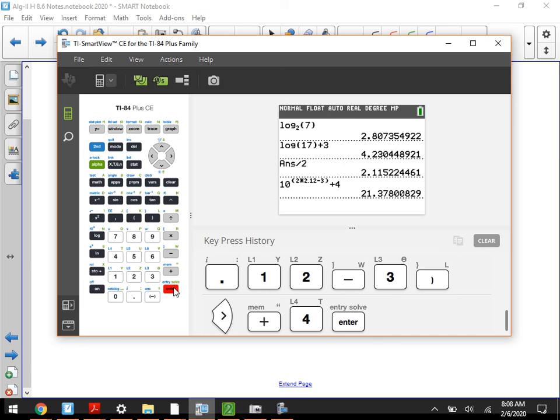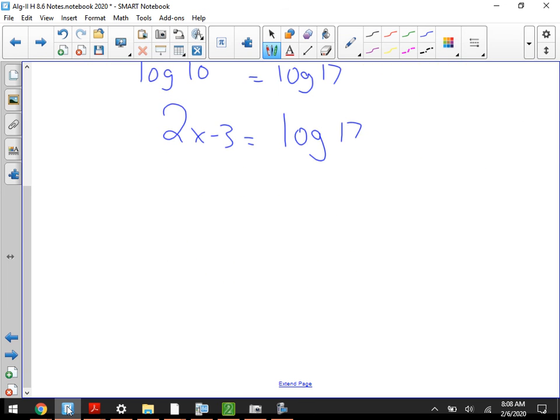Okay? If I asked you to leave this as an exact answer, it would have been log of 17 plus 3 all over 2. That would be the exact answer. Okay? That makes sense? By moving it around, no big deal. Okay. All right.